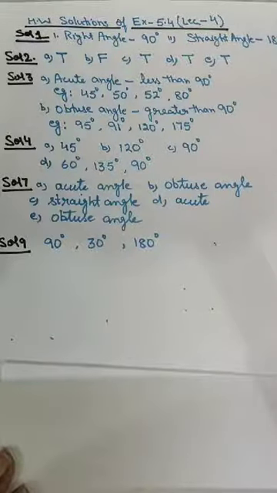Question number 7 is filling the blanks with acute, obtuse, right and straight. First filling the blank: an angle whose measure is less than that of a right angle is an acute angle. An angle whose measure is greater than that of a right angle is an obtuse angle. See, an angle whose measure is the sum of the measure of two right angles. Two right angles means 90 plus 90. That is 180 degree. And 180 degree angle is called a straight angle.